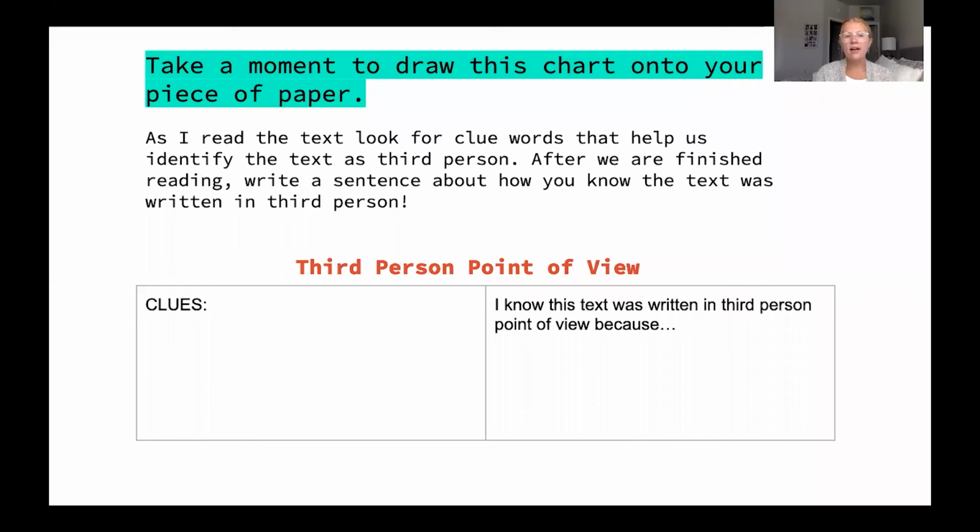Okay, welcome back everyone. At this point, you should all have a piece of paper in front of you along with a pencil. I want you all to take a moment to draw this chart onto your piece of paper. It's a really simple chart to draw. It's really just a long rectangle with a line right down the middle. The title for our chart is Third Person Point of View.